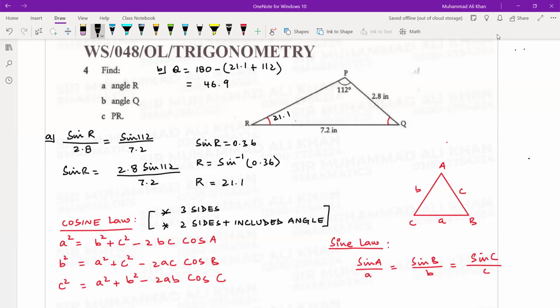46.9. This is the result. Are you clear? Summation of all angles equals 180. 180 में से दो एंगल को सब्ट्रैक्ट किया तो थर्ड एंगल हमारे पास आ गया. And lastly, we have to calculate the PR side.